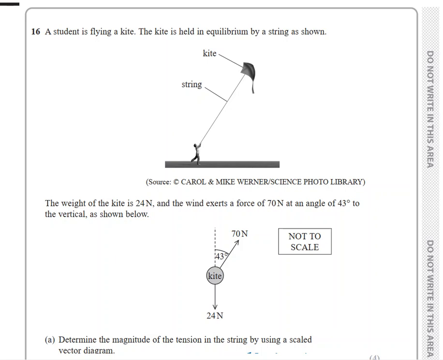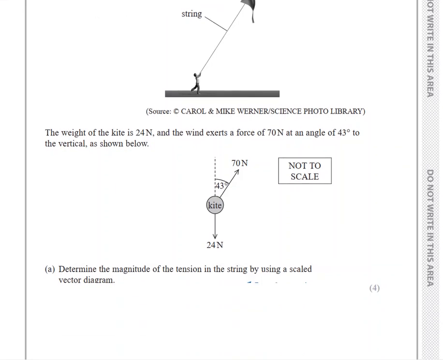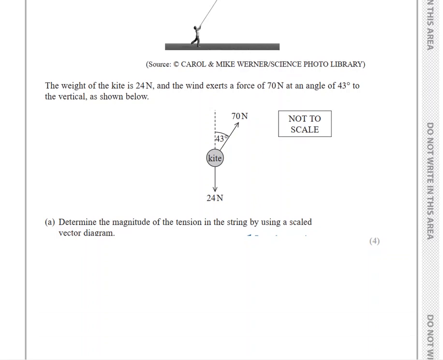Question 16 says, a student is flying a kite. The kite is held in equilibrium by a string as shown. The weight of the kite is 24 Newton and the wind exerts a force of 70 Newton at an angle of 43 degree. So this diagram clearly shows that this 70 Newton is the force from the wind, which acts at an angle of 43 degree.